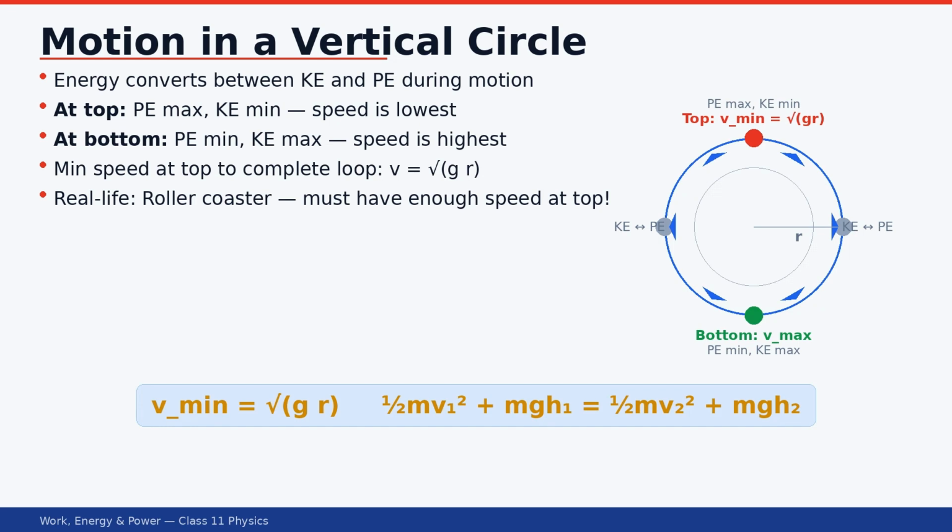Motion in a vertical circle, like a roller coaster loop. As the object moves up, kinetic energy converts to potential energy. At the top, potential energy is maximum and kinetic energy is minimum. At the bottom, it's the reverse. To complete the loop without falling off, the minimum speed at the top must be the square root of g times r. This is where centripetal force equals the weight. The total mechanical energy stays constant throughout.